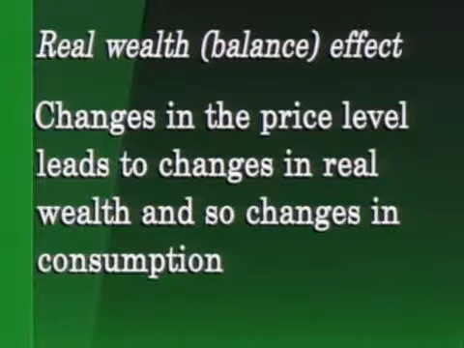Generally, it appears that when the price level falls, there is a net increase in real wealth and so consumption would go up. This relationship between the aggregate price level, real wealth, and consumption is known as the real wealth or balance effect. In sum, a fall in the aggregate price level would lead to an increase in the level of autonomous consumption via changes in real wealth.